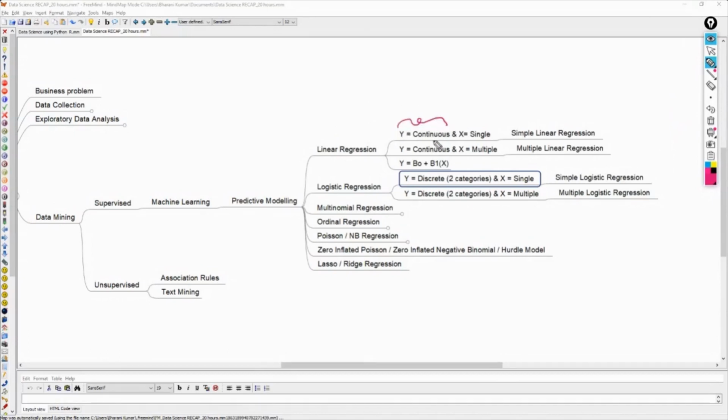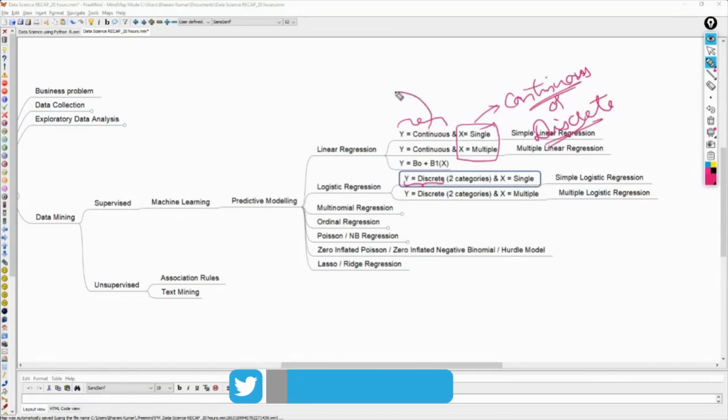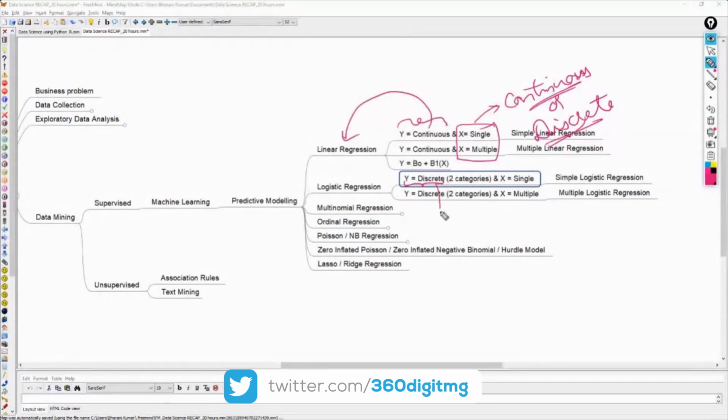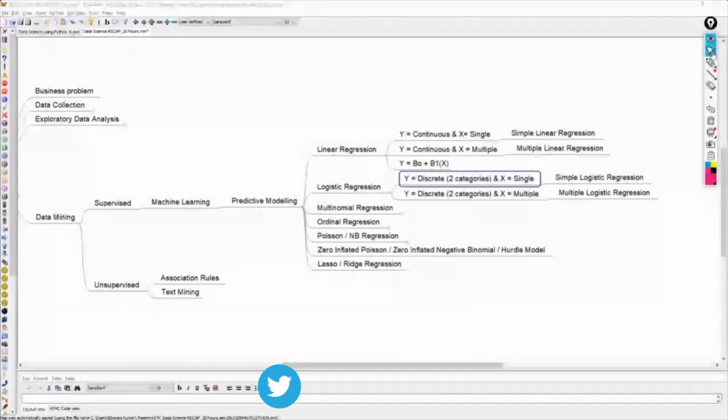You just look at the output variable on whether it is continuous or discrete. We are least bothered about input variables. Input variables can be continuous or discrete, it doesn't really matter. We are concerned about only the output variable. Output continuous, linear; output discrete in two categories, logistic. Very simple, very straightforward.